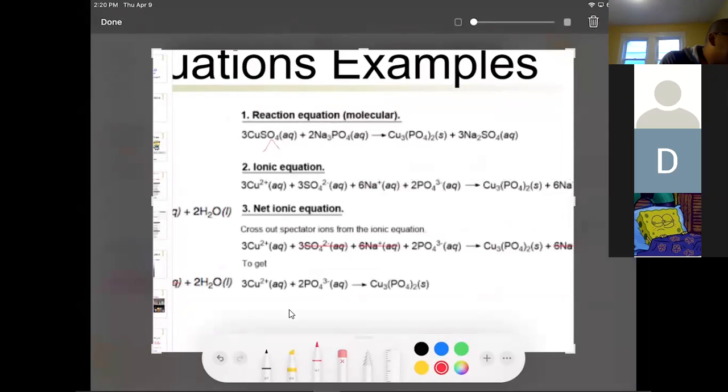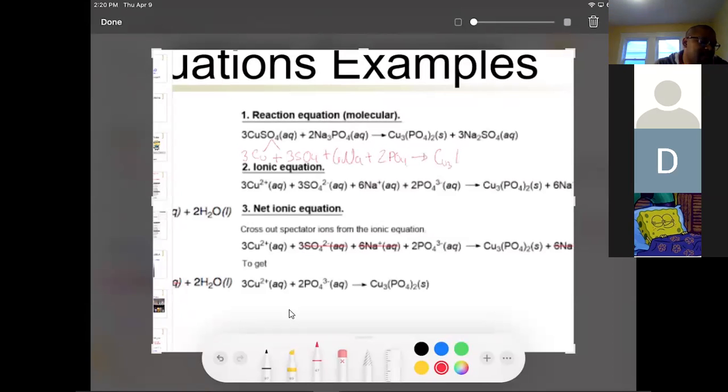Plus, I have Na3PO4, which is going to give me 3 times 2. So I have 6 Na plus 2 PO4 is going to go to, I have Cu3 PO4 with the 2, and I'm going to put the solid state so that we know that that stays together.